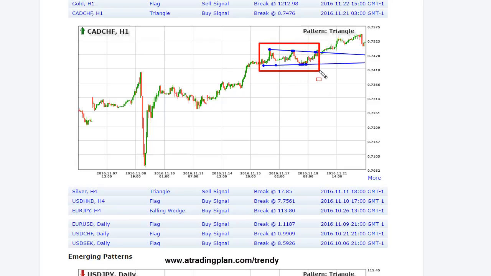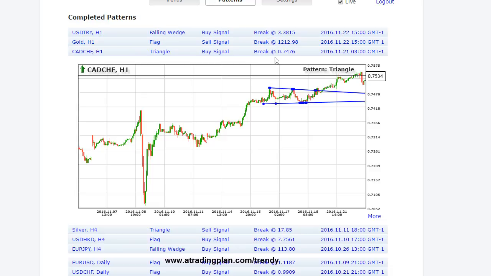this pattern forming. And if you use the alerts that come with the members area, you would have been alerted to the breakout of this move. You can't really see it here. I'm going to zoom in on another chart that I use for Forex so you can see what really happened here. So anyways, you can see that it was a triangle, it was a buy signal, it was a break at 74.76. There's other ones here. I'll just quickly get those in a second, okay?